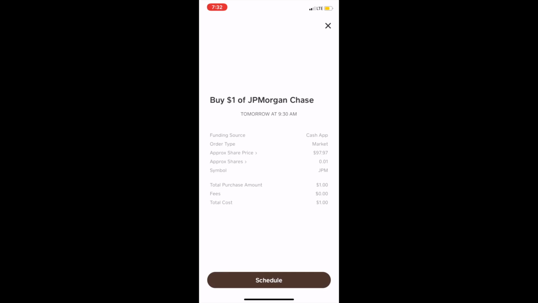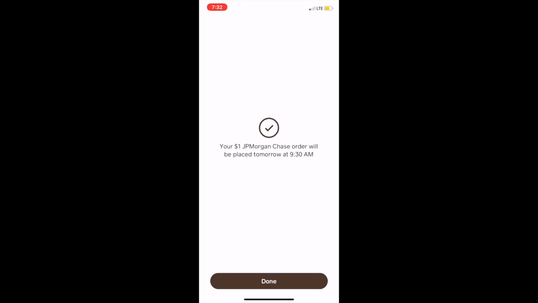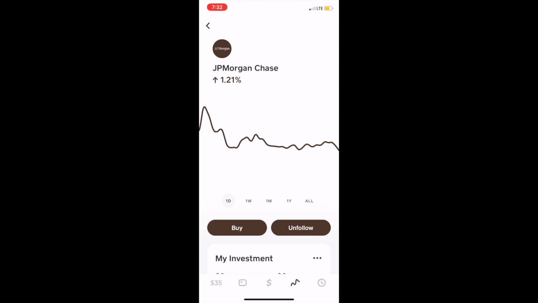Because the market's closed, it's going to be scheduled for next morning. So I'm going to buy one JP Morgan Chase, and it'll complete tomorrow at 9:30 a.m. There are no fees on this transaction, and I'm buying approximately 0.01 shares. The symbol JPM. So when you trade securities, they usually have a particular symbol or acronym for their name. And so I'm going to schedule this, and because the market is closed for stocks, it'll be placed tomorrow at 9:30 a.m. And I'm done there.